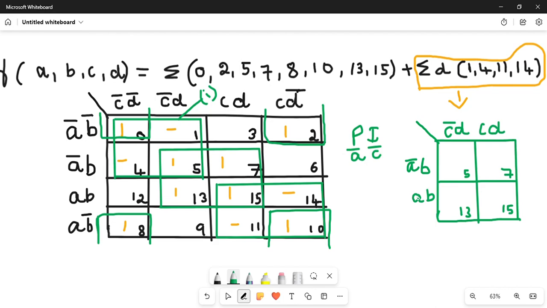So now what is going to happen over here is that, suppose we have to find out the prime implicant of this. So what is the prime implicant? The prime implicant is nothing but B, that is B is common, and D. So it is BD. So now we need to check whether this is an essential prime implicant, right?